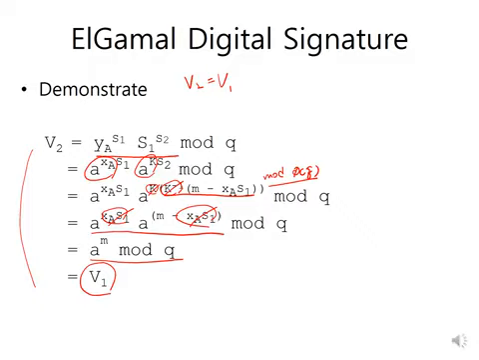So as you can see, if there is no exceptional case during the procedures, V2 will be the same as V1. So this is the demonstration procedure. Please do it by yourself.